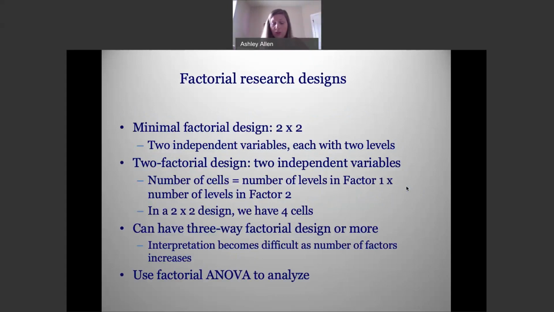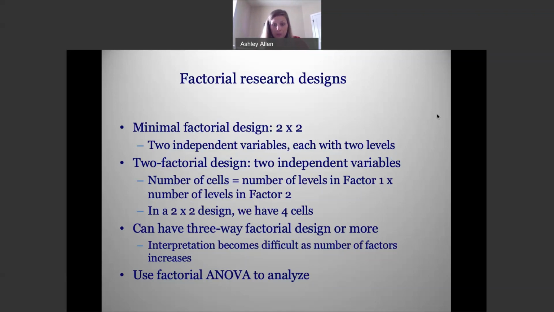This is the smallest version of a factorial design that you can have. The reason that's the smallest version is because if you have a factorial design, you have to have 2 or more independent variables. So in 2 by 2, each of those numbers represents an independent variable. The first 2 is an independent variable and the second 2 is an independent variable. So that's 2 independent variables. And then they each have 2 levels because the value of those numbers is a 2.